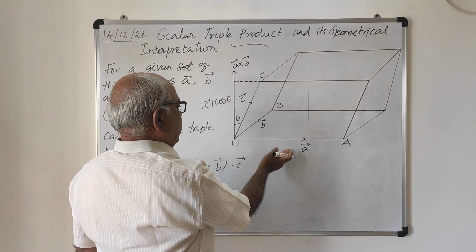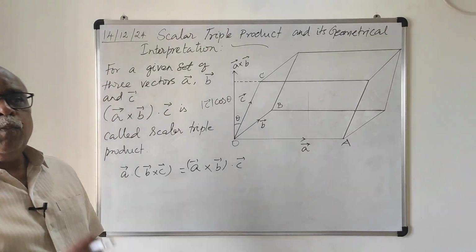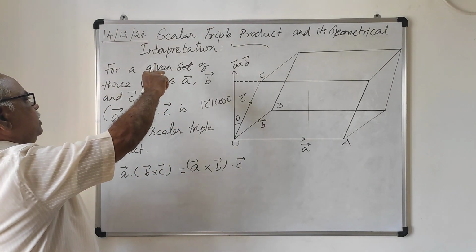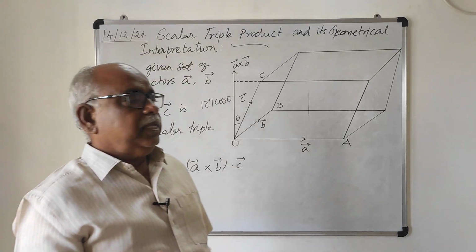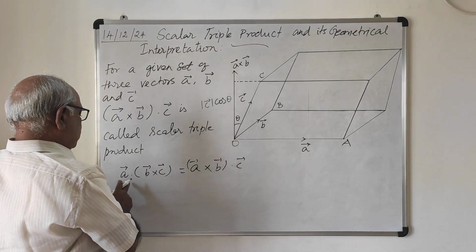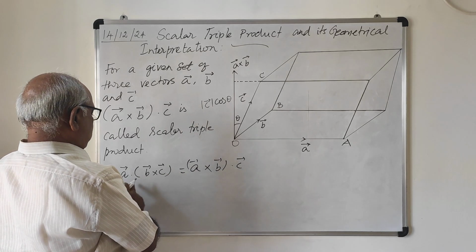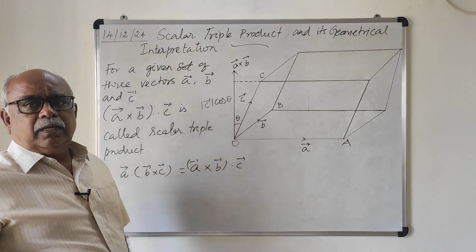These three vectors A, B, C form a given set of three coplanar vectors. The three vectors are in the same plane. That's why they are called coplanar vectors. So A cross B dot C or A dot B cross C is defined as scalar triple product. Okay?